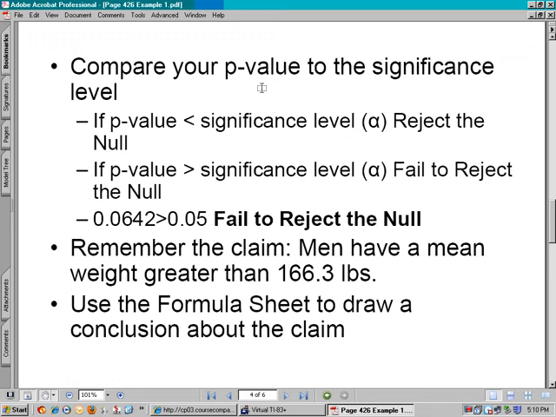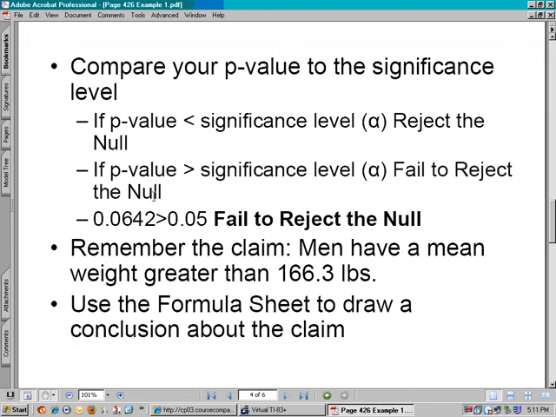Your significance level is not always 0.05. They may use 90%, then your significance level would be 0.10. They may use 99%, so your significance level would be 0.01. A lot of times they'll use 0.05, so in this particular problem, it says 0.05. If your p-value is less, you reject the null. If your p-value is greater, you fail to reject the null.